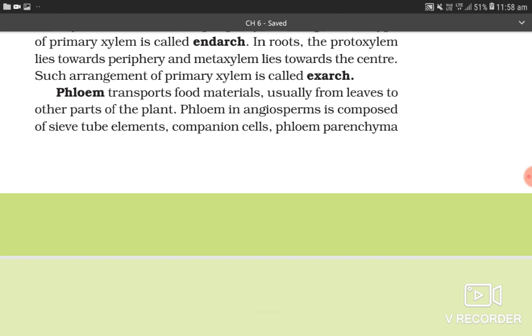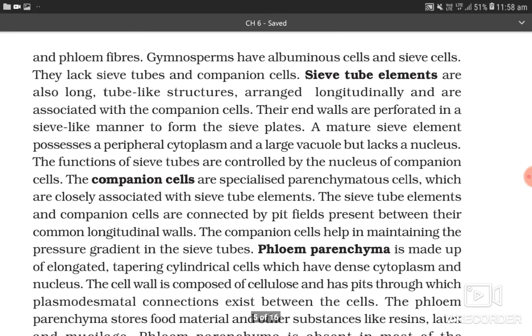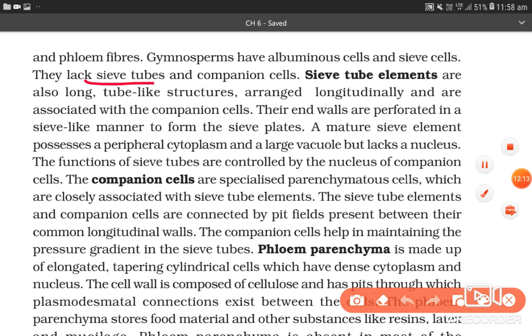Phloem in angiosperms is composed of sieve tube elements, companion cells, phloem parenchyma, and phloem fibers. Gymnosperms have albuminous cells and sieve cells. They lack sieve tube elements and companion cells.